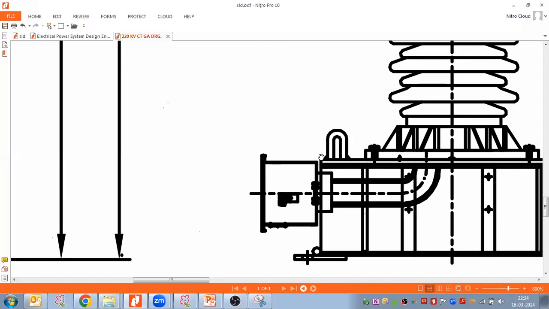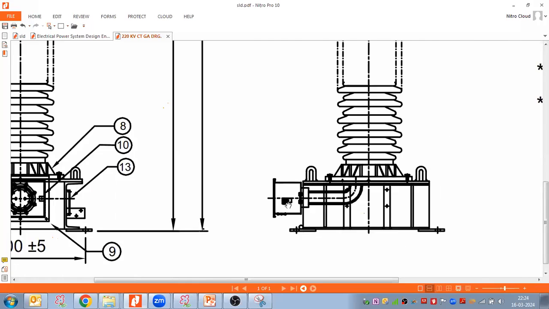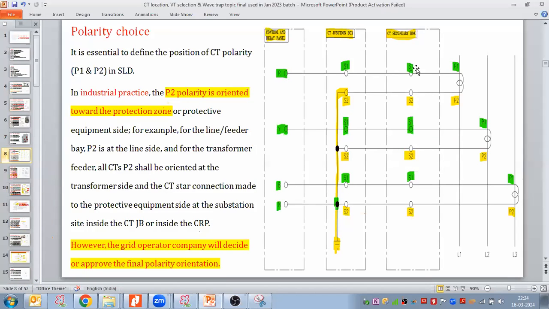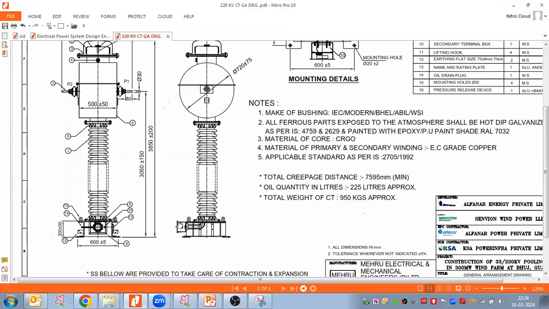Yes, sir, this one. This is my CT secondary box. All the core formation that we are discussing, S1, S2, S1, S2, S1, S2 core, we extend till the CT secondary box, which is placed over here.